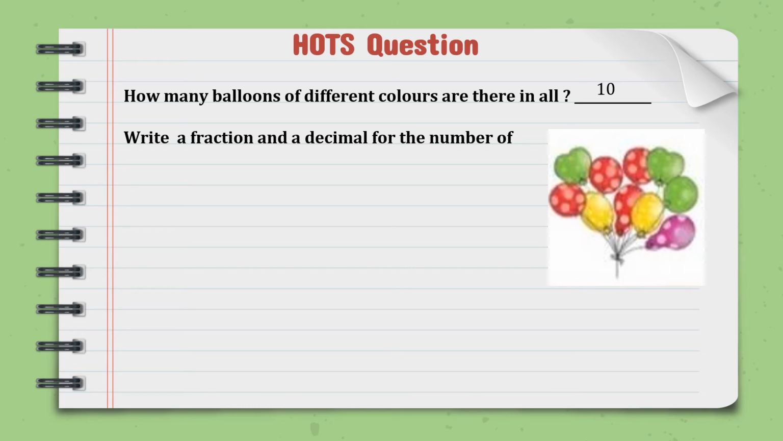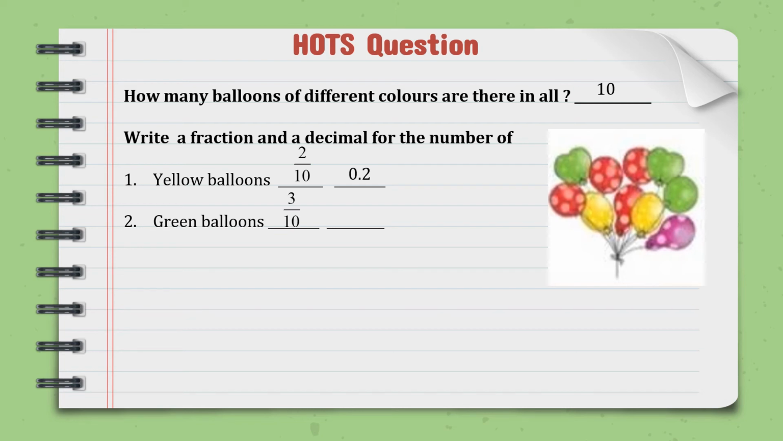So write a fraction and decimal for the following numbers. Yellow balloons. Yellow balloons are 2 in count. That's why 2 out of 10 are yellow. So what you will write down in the decimal? 0.2. Okay. Now green balloons. How many are there? 3. 3 out of 10 are green. So it is 3 upon 10 and its decimal form is 0.3.